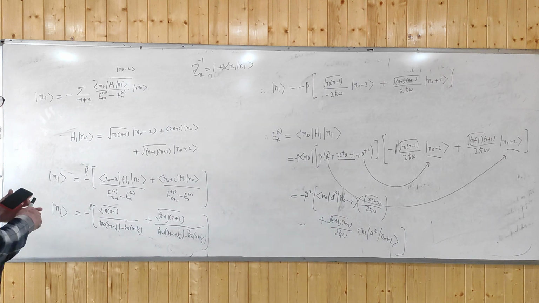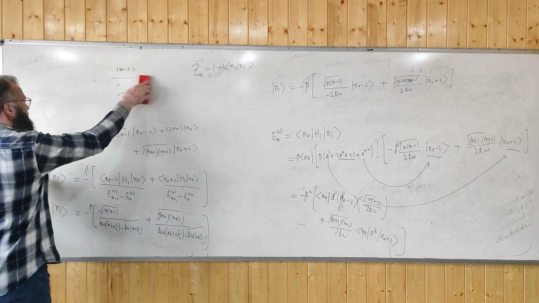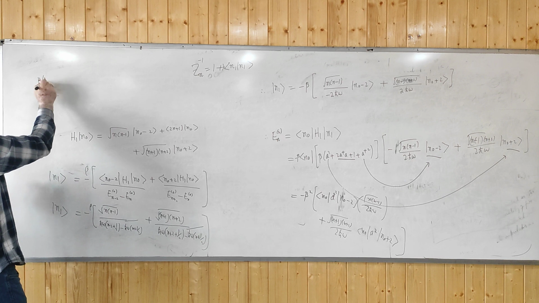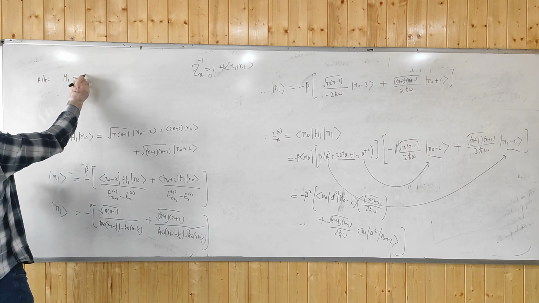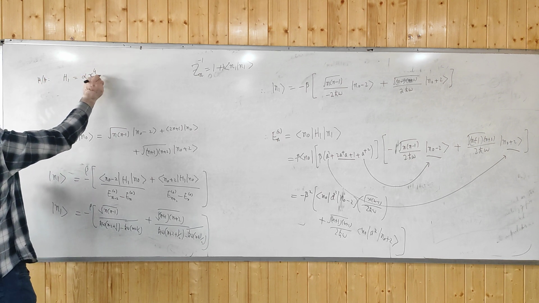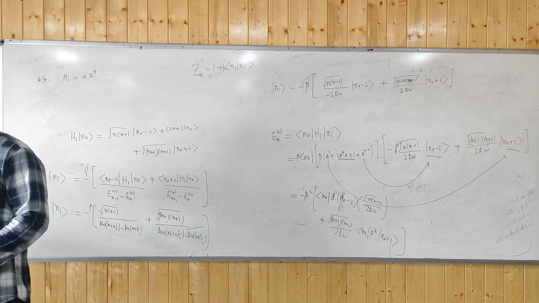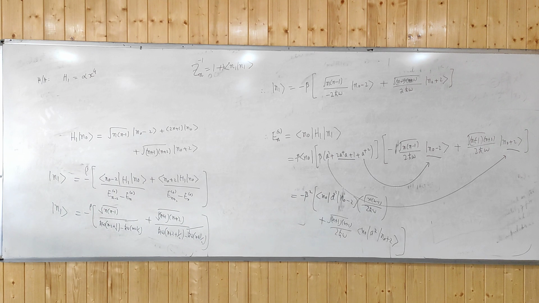Now the home assignment will be, so if your perturbation is, let's say, alpha x raised to power 4, you have to put x in terms of a and a dagger, then make it as fourth order combinations. Clear? Got it?